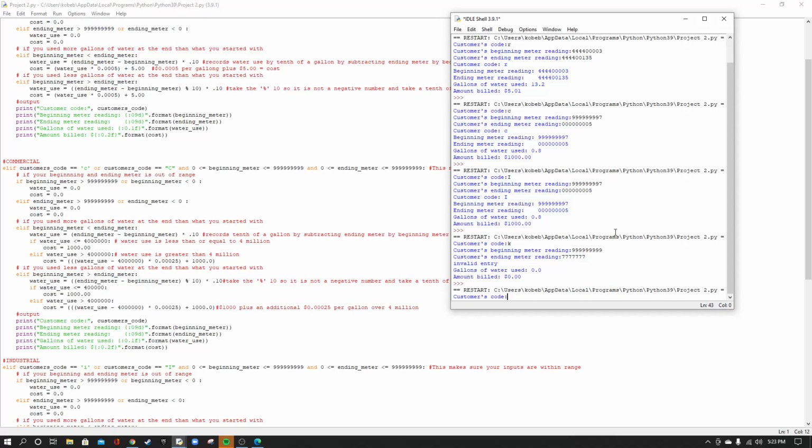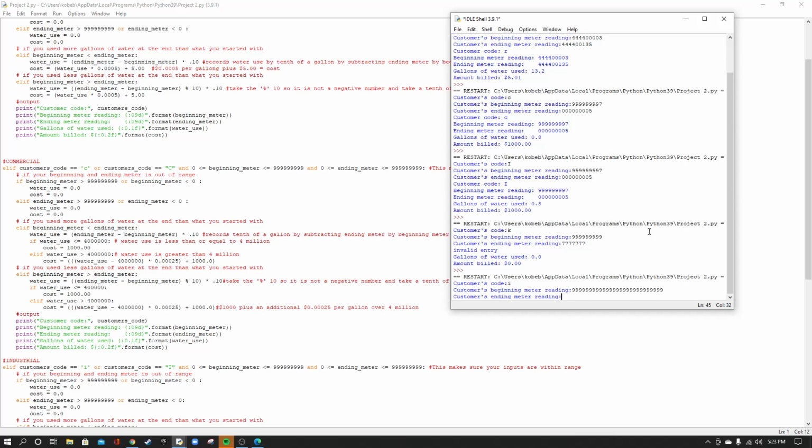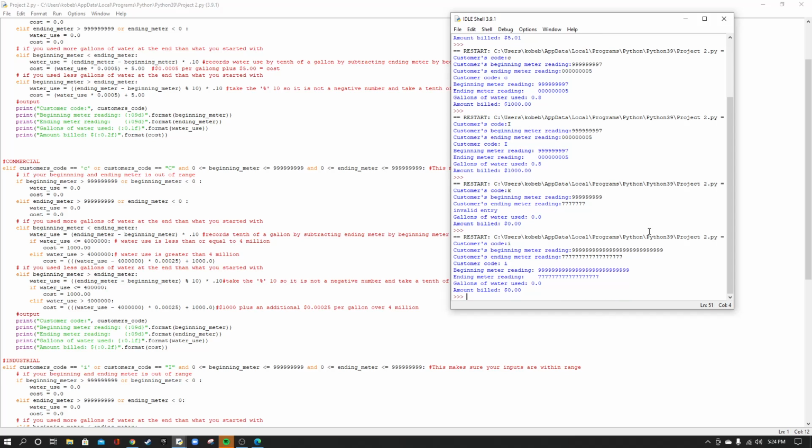Let's also run a scenario where we put in the right code, but our beginning meter and our ending meter reading are way out of range. Then our gallons of water used is 0 and the amount billed is 0, because it's way out of range, so it's just 0. So yeah, that is our examples of what our program will print out.